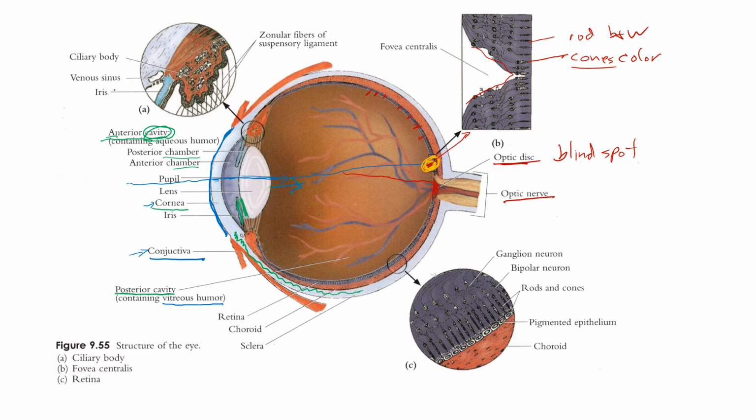Okay, these three layers: the retina, the choroid coat, and the sclera. Three layers of what's called a tunic, are the layers of the eye. Inner tunic, outer tunic, middle tunic.